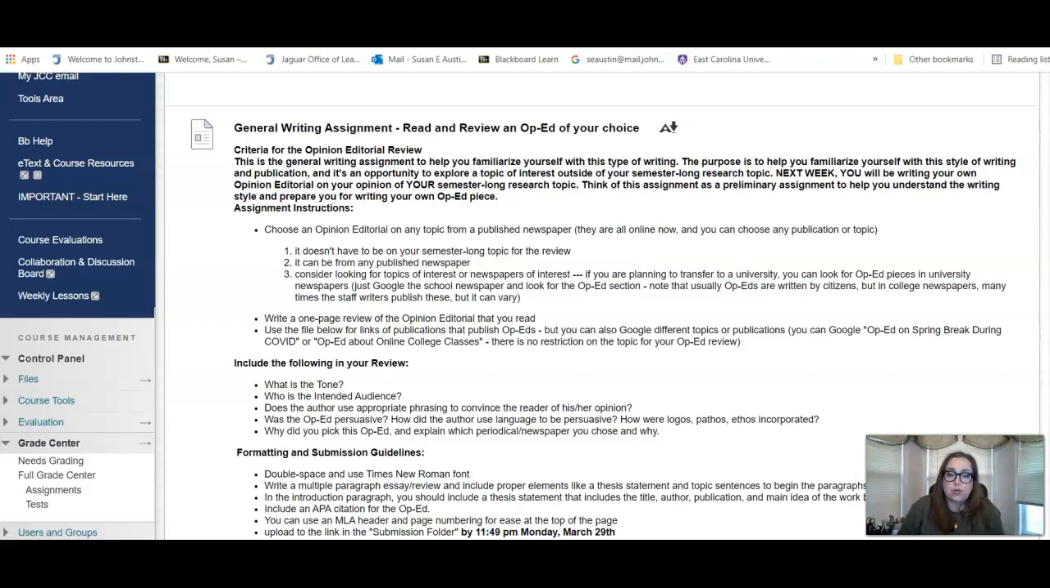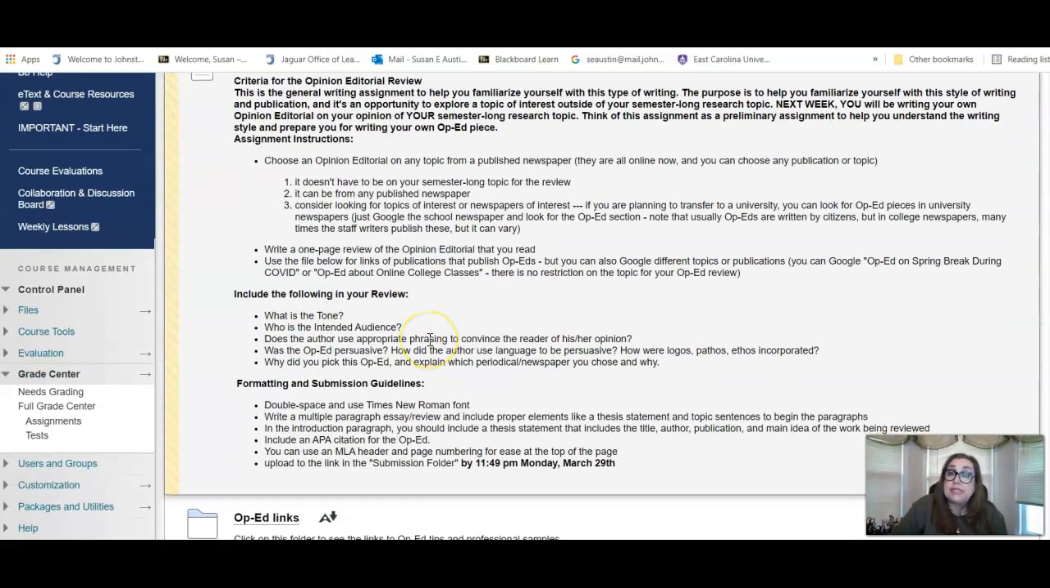So you're going to choose an opinion editorial. It does not have to be on your semester-long topic for this assignment. When you actually write your own opinion editorial next week, then you will be writing your opinion on your semester-long topic. But for this exploration, just to see what opinion editorials look like and how they read and how they're written, just choose something you're interested in. You're going to write 1 page, and you need to cite it, because you need to cite everything in academics.